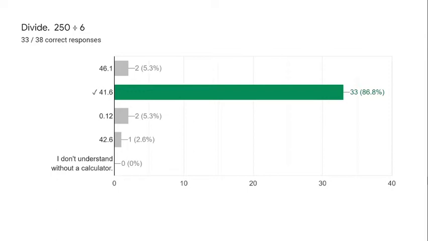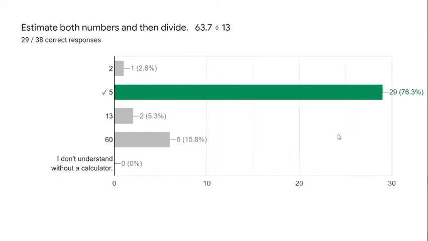Now, if you just take 240 divided by 6, you can easily come up with 40, correct? So the answer is very similar to a problem that you might have been able to do just inside of your head, okay? All right, what we're going to do is go through the next question. The next question says 63.7 divided by 13.